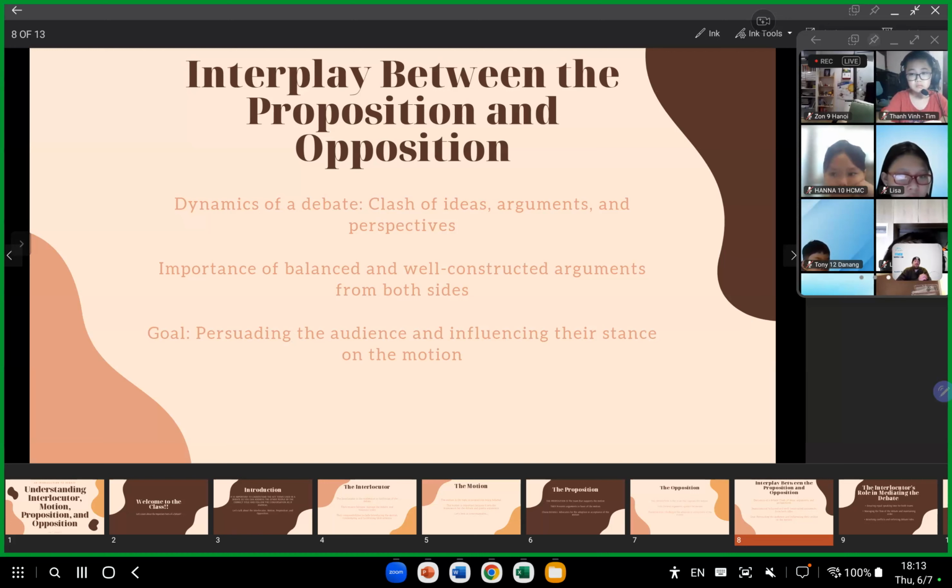And that's where the well-constructed part of the argument comes in, because if you plan your arguments right and you practice giving the speech enough, you'll know how long it takes, and you can rework your arguments to fit them into the time that you're given. And of course, the goal of a debate is to persuade the audience and influence their stance on the motion. So you need to convince them to believe what you're saying more than they believe what your opponents are saying. And then if you can do that, you'll convince them to believe in you.